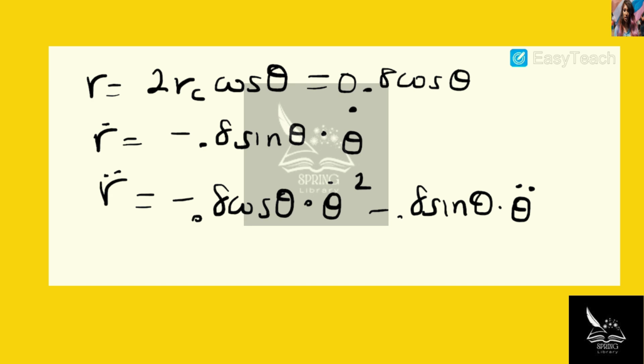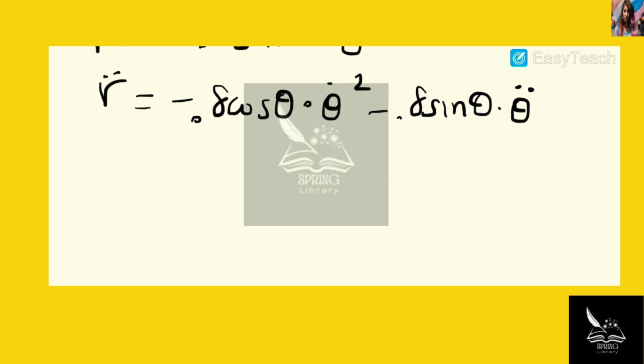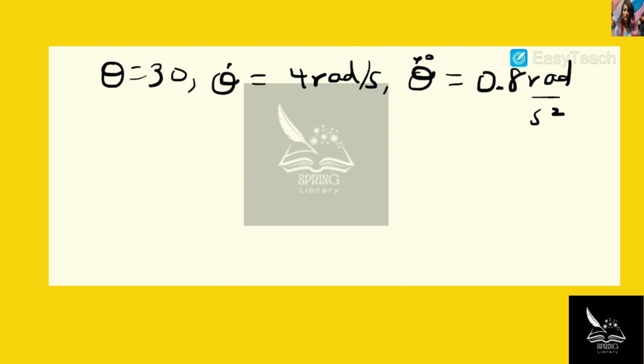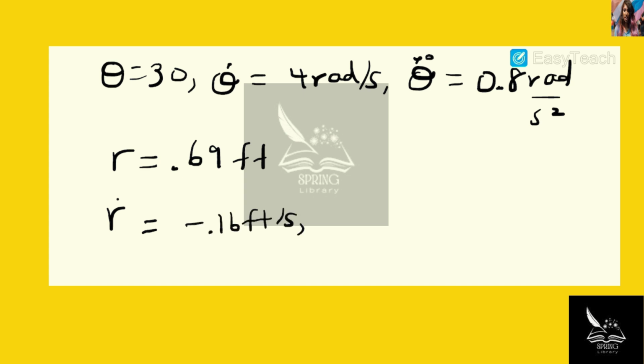So knowing that at theta equal to 30 degrees, theta dot is 0.4 radians per second and theta double dot is equal to 0.8 radians per second squared, we can go ahead and solve for our r, r dot, and r double dot. By plugging in all the information, r is equal to 0.69 feet, r dot is equal to minus 0.16 feet per second, and r double dot is equal to minus 0.431 feet per second squared.